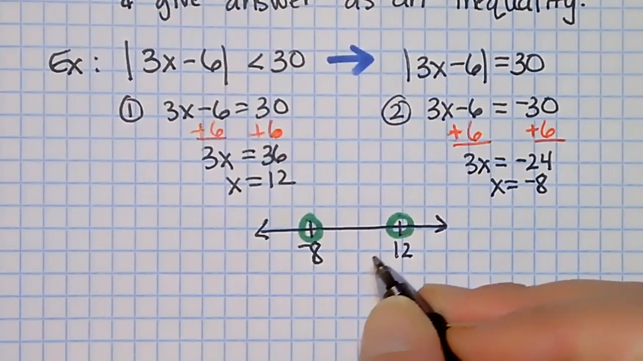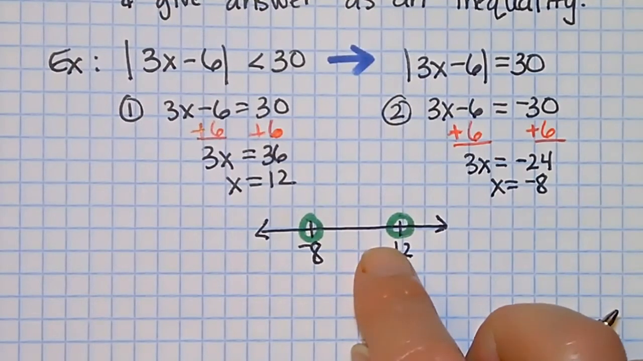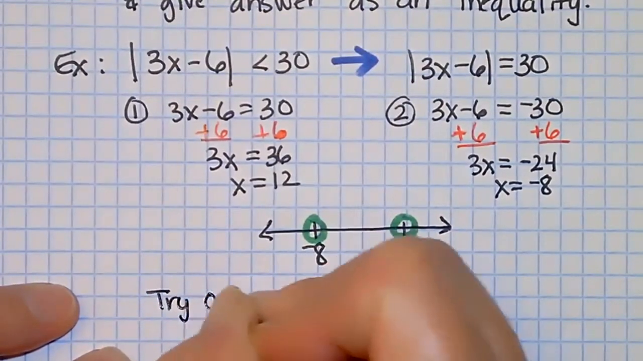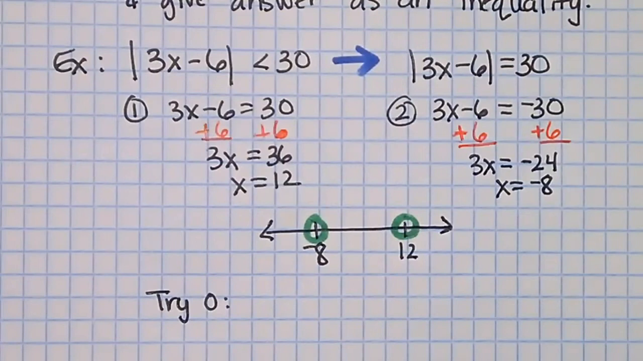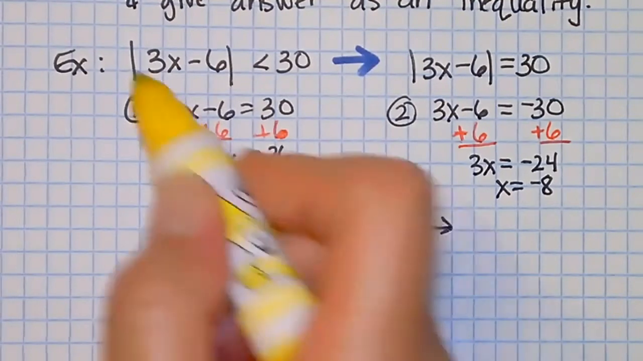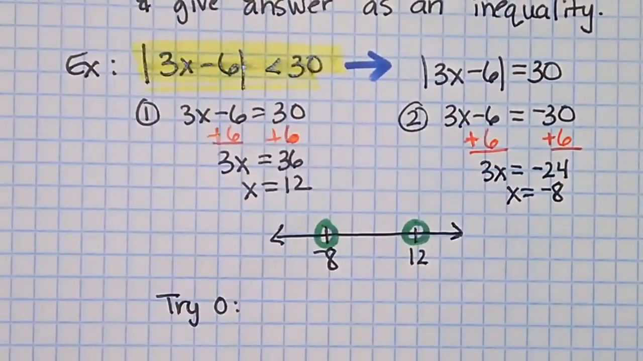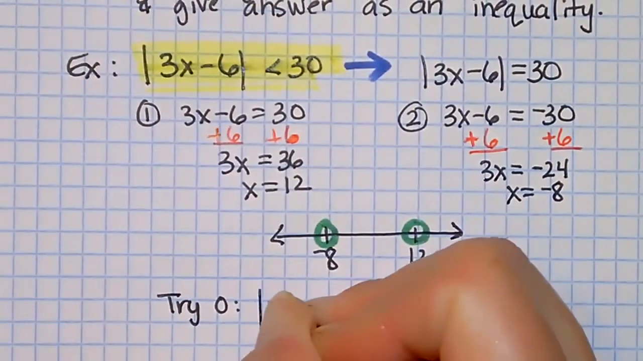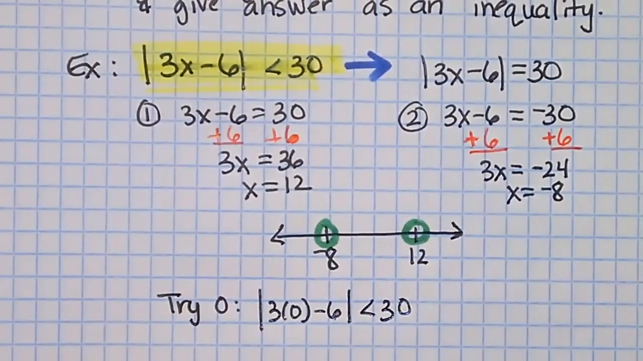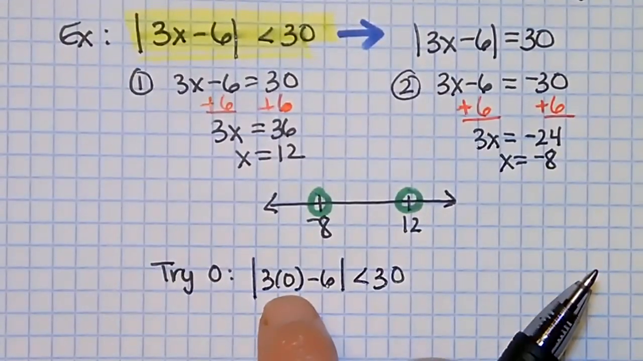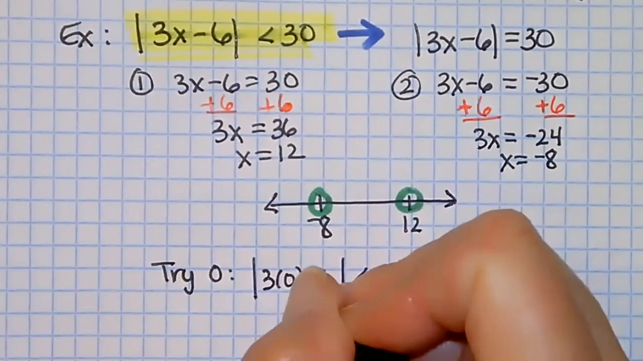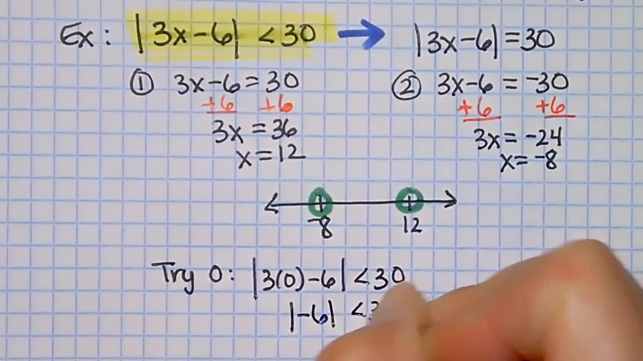So let's say I'm going to try 0, and 0 is going to be in between here. I'm going to put it into the original inequality right up here. So I'm going to go absolute value of 3 times 0 minus 6 less than 30. And I want to see if this is true or false. Well, 3 times 0 is 0, and 0 minus 6 is negative 6. So I'm going to get the absolute value of negative 6 is less than 30.